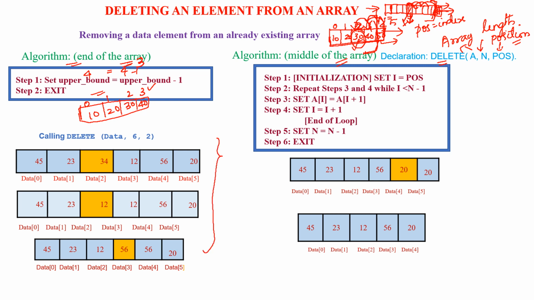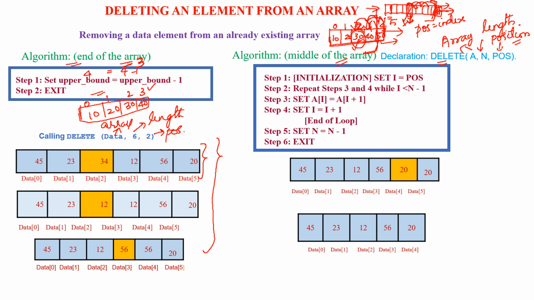So calling delete(data, 6, 2). What will be your data? Data is nothing but your array, right? 6 is nothing but your length. And what is your 2? 2 is nothing but your position. Okay. So this is depicted in this array.